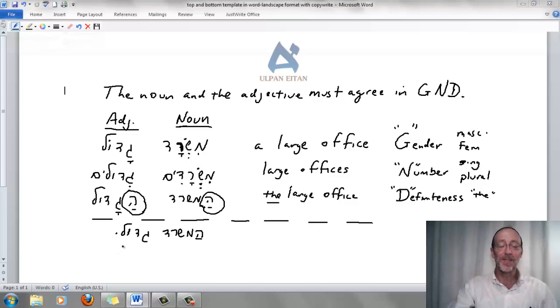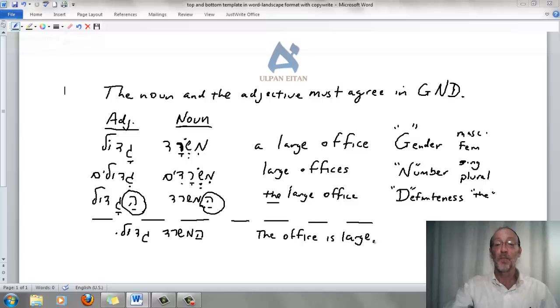So most students in most classes say to me, obviously, that's not Hebrew. And the answer is, that's why I separated it off by that dotted line per se. Ha-misrad gadol is perfect Hebrew. But what does it mean? It means the office is large. The office is big.